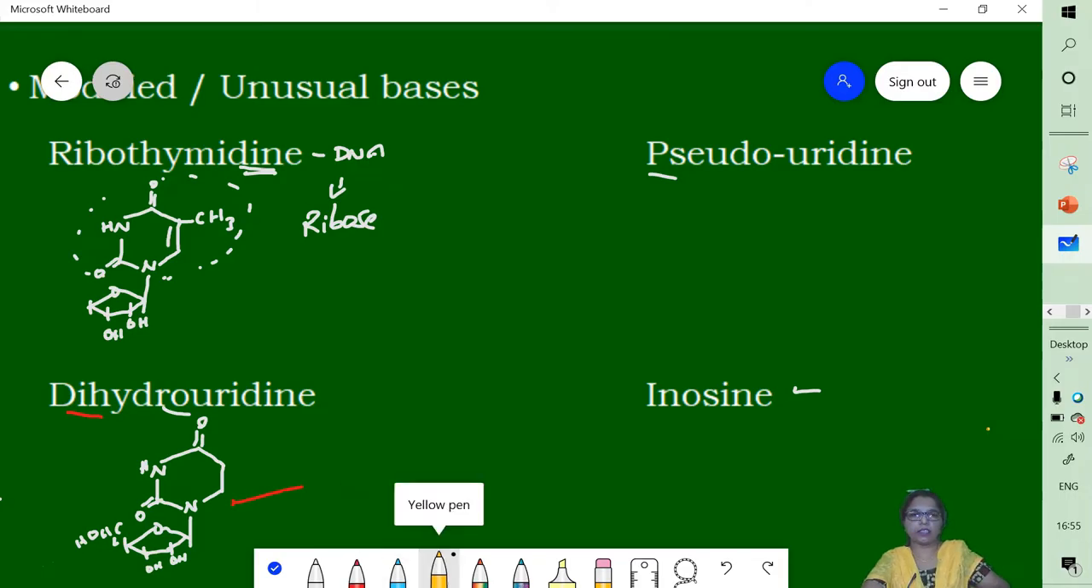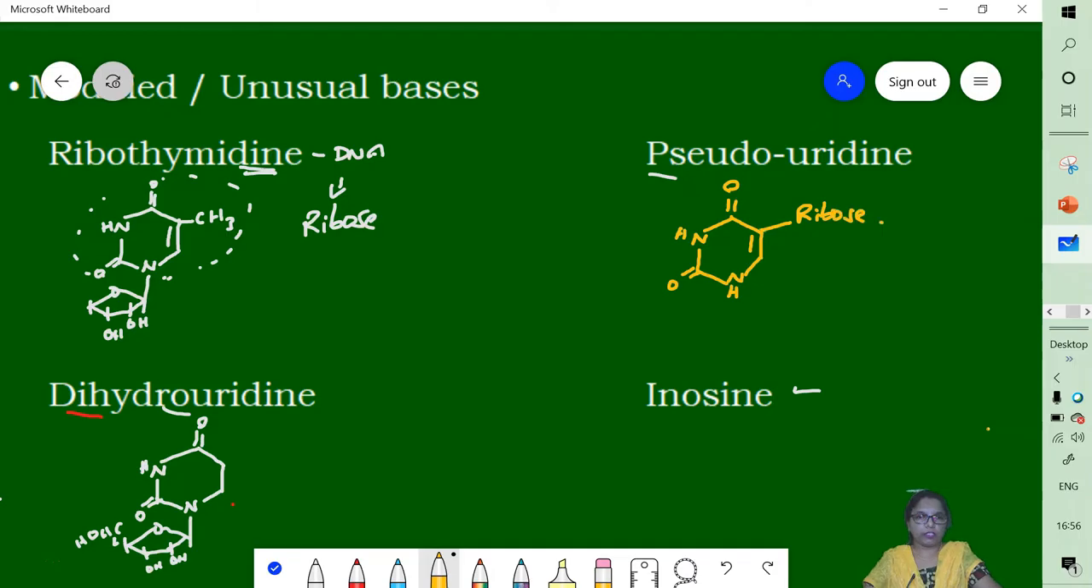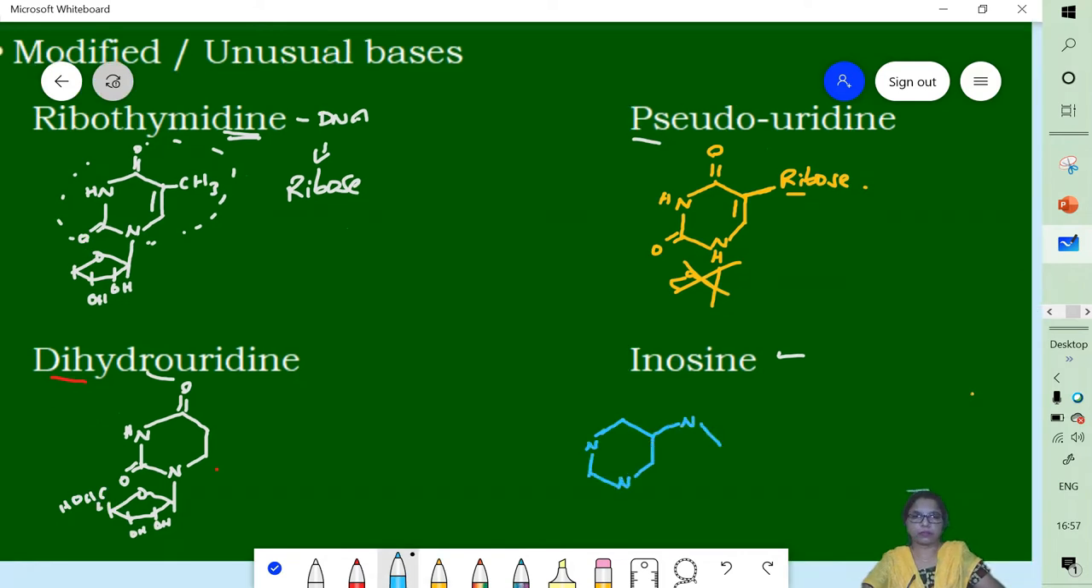Let's see another structure, which is pseudouridine. Here the ribose sugar is attached. In this position, the ribose sugar is attached. That is why it is called pseudouridine. Actually, the ribose sugar has to attach here. But instead, the ribose sugar is attached to some other place. That is why it is called pseudouridine. Let's see the structure of inosine. This is the structure of inosine, which is formed by deamination of adenine residue.